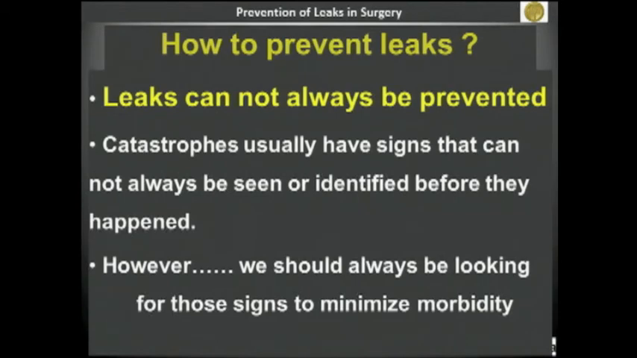So in conclusion, can we prevent leaks? I think that catastrophes usually have some signs that cannot always be seen or identified before they happen. But we should always be looking for those. To me, a patient walks through the door and has a leak until otherwise demonstrated. Before I start the case, this patient comes with a leak. I'm always looking for the leak.